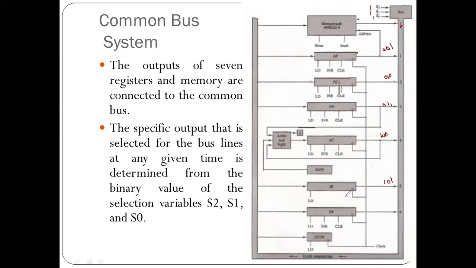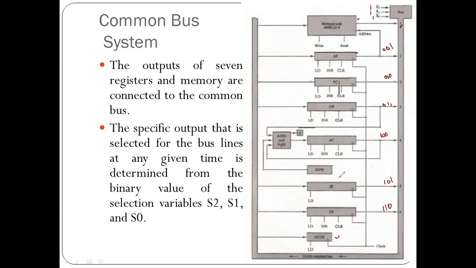selects the instruction register, and 110 selects the temporary register. Okay, the output register, as I mentioned, will send data to the output device. So this won't place anything onto the common bus.